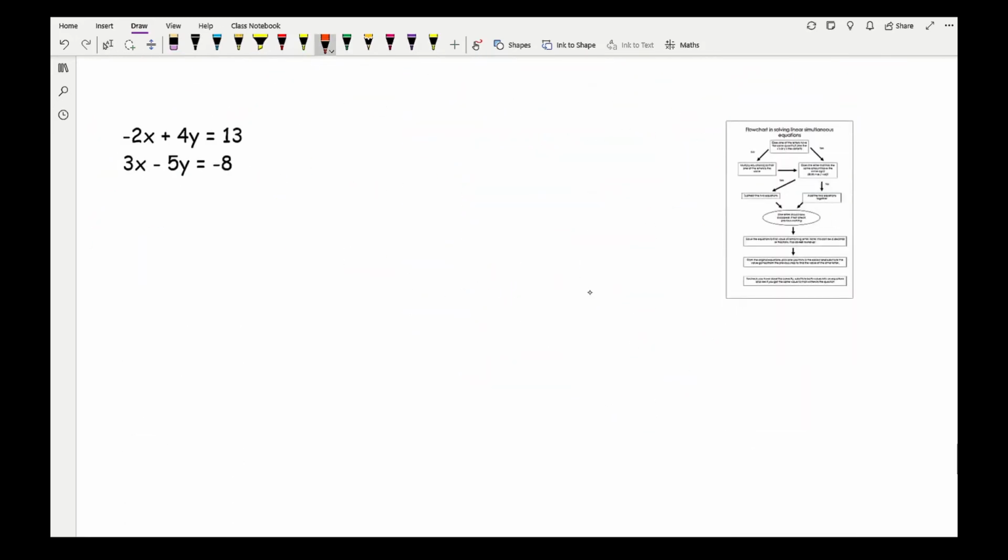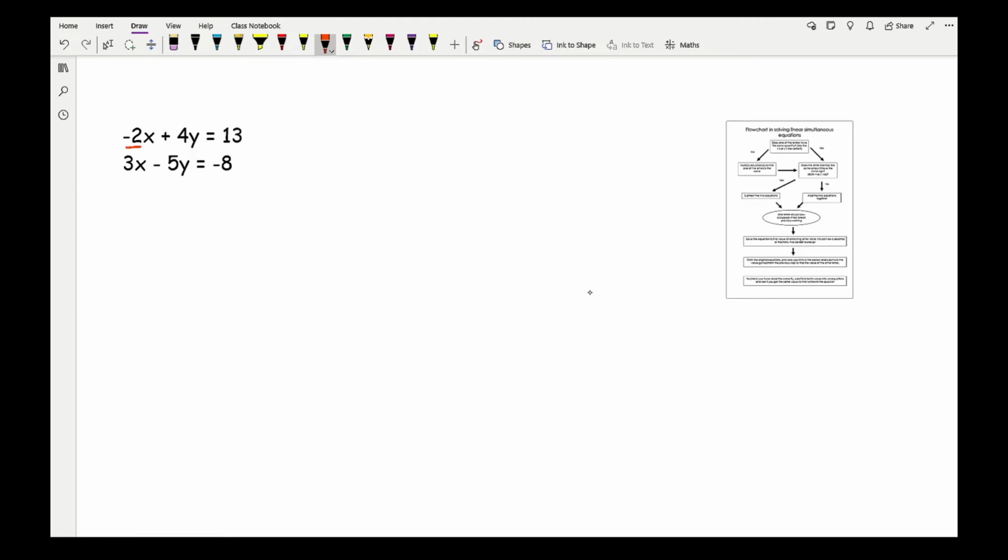So again, thinking to ourselves, I've got my x's are different, my y's are different. So is there a number I can multiply 2 to make 3? No. Is there a number I can multiply 4 to make 5? No. Well, not a nice number anyway. So what I need to do here is pick one of the letters. Try and go for the smallest letters rather than the bigger letters. So here I'm going to go for my x's to make the same.